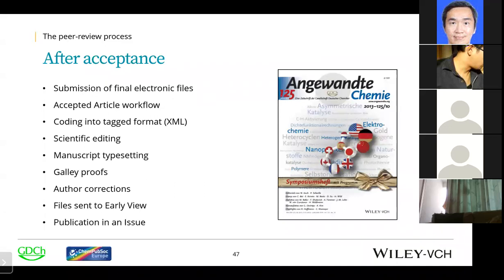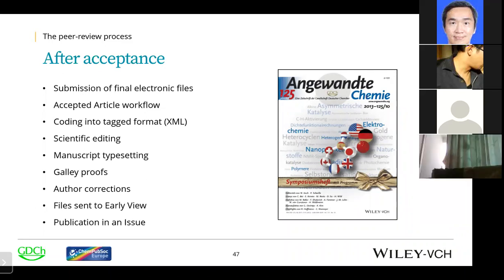After acceptance, we will ask authors to do a lot of standard procedures. This includes submission of final electronic files, and we also launched the accepted article workflow, which basically means that when the final files are submitted to us, the articles will be posted online as soon as they can. And next involves a lot of coding, editing, typesetting, and galley proofs. And when the galley proofs are ready, they will be sent to authors for corrections. And once these are done, the manuscript can move to the early view stage, which basically means that they are officially published online with DOIs and other things. And next, they will be officially published in an issue and printed, of course, in the issue.